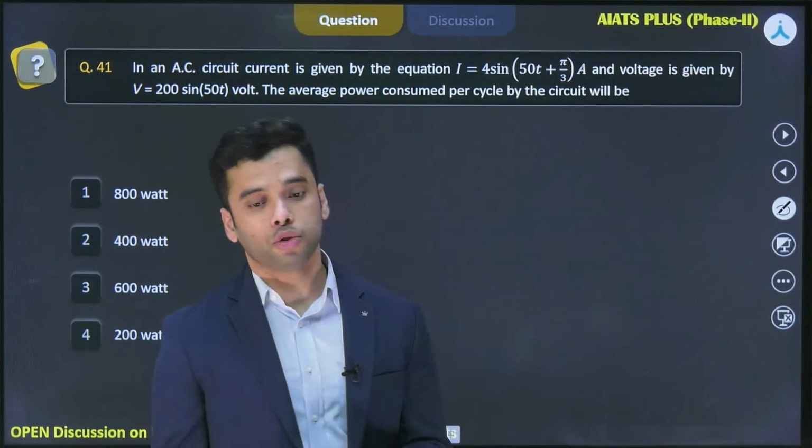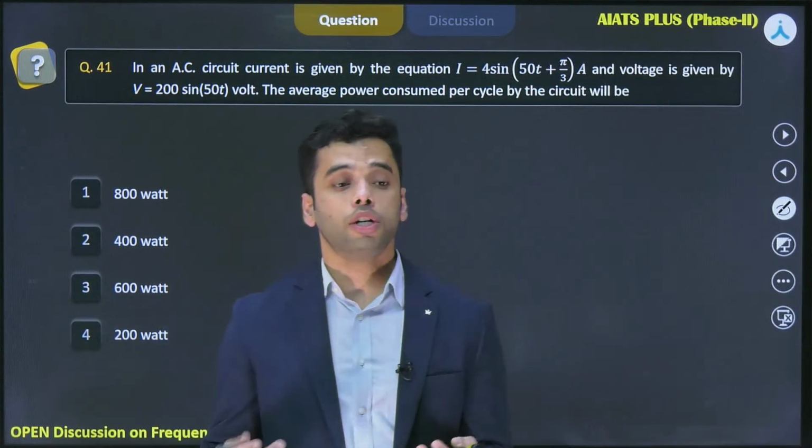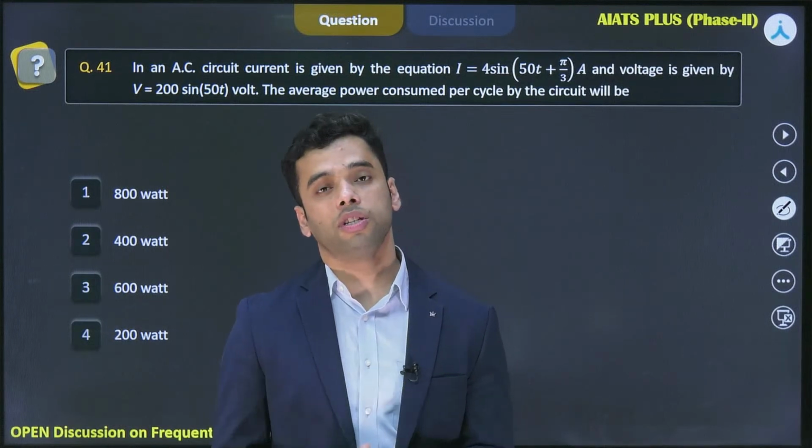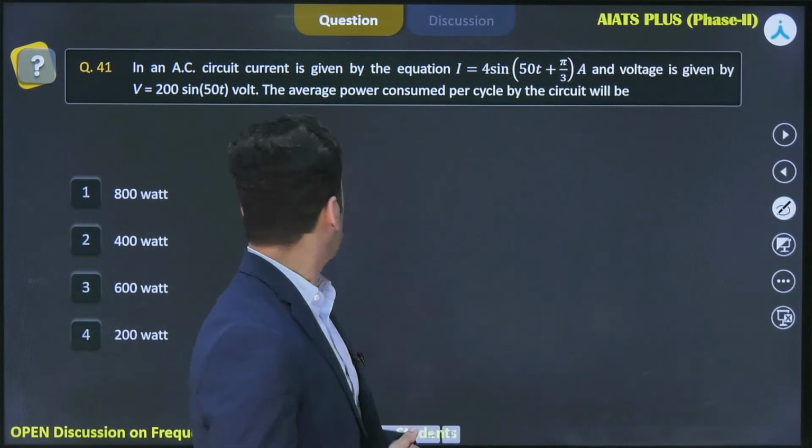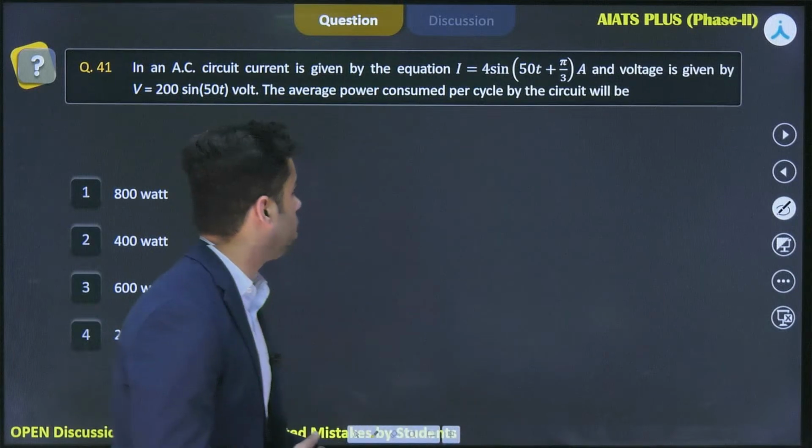And the answer is 1 plus root 3. Now let's move forward to the next problem. This problem is based on the concept of alternating currents, and you need to find. Let me go through the problem first.